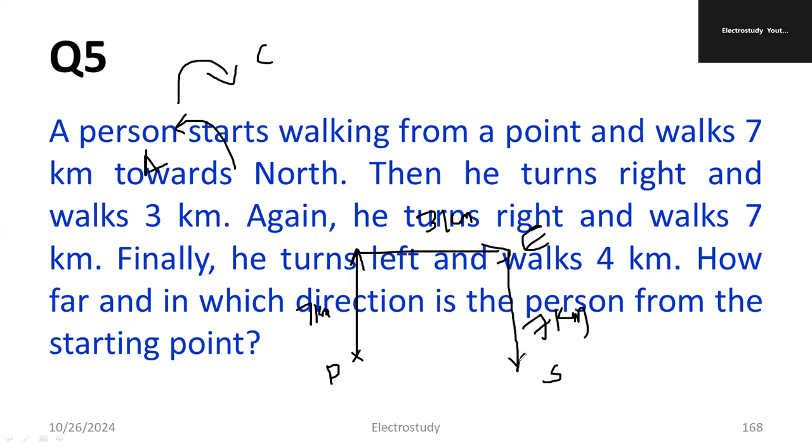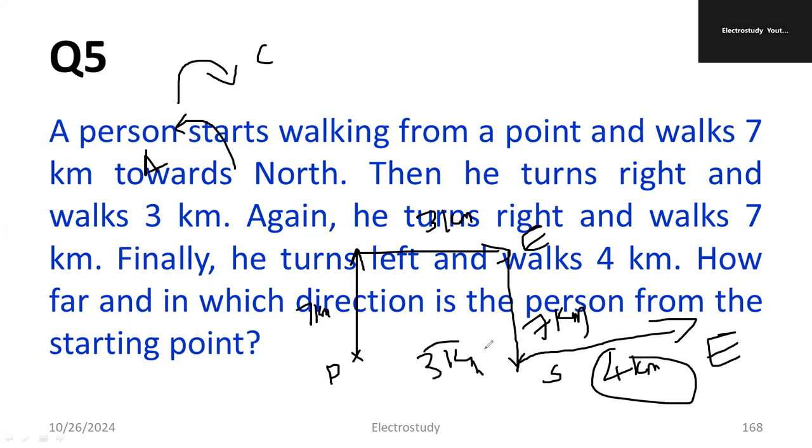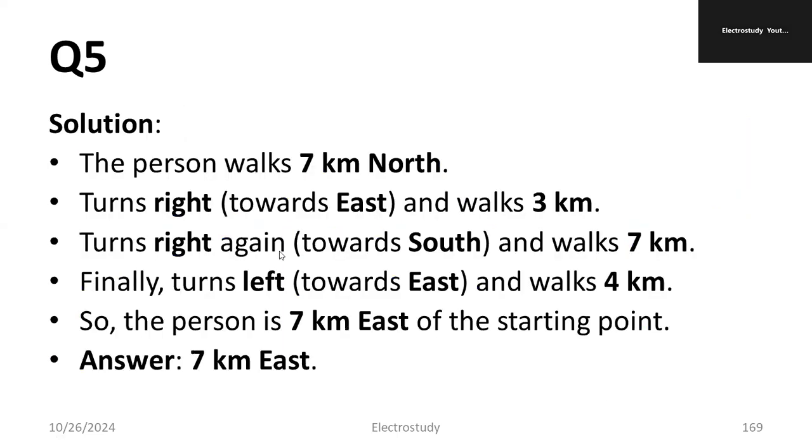Left. How many kilometers? 4 kilometers. He's walking 4 kilometers. How far, and in which direction, is the person from the starting point? Of course, he's in the east direction right now. So 3 plus 4, that will be 7 kilometers. The total distance is 7 kilometers towards east.